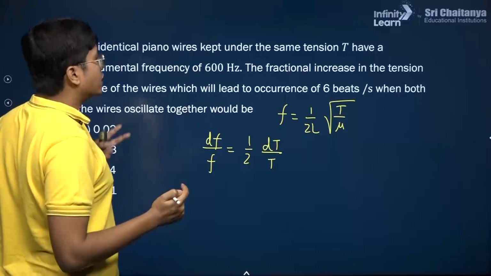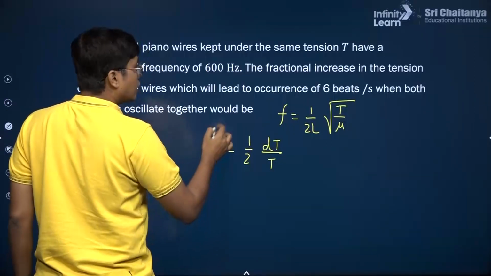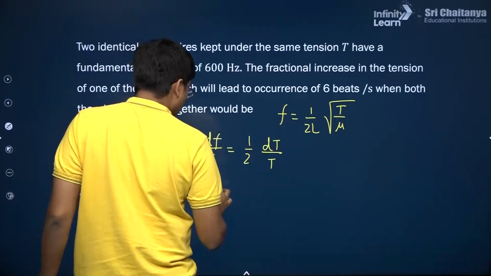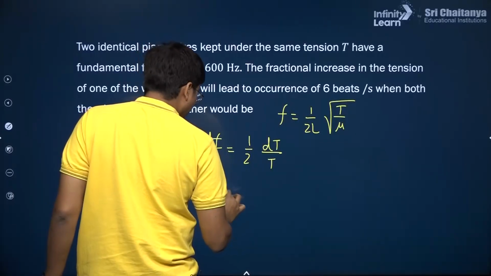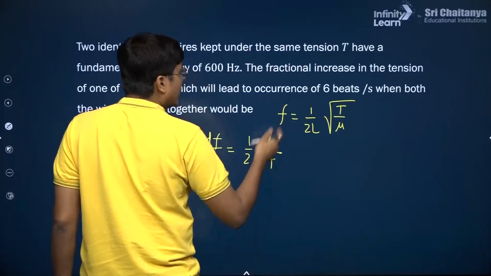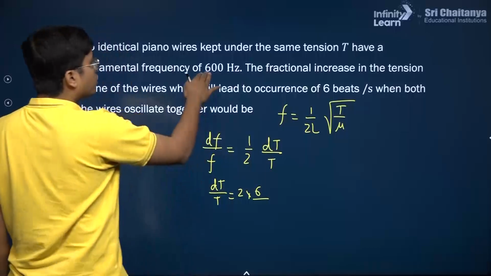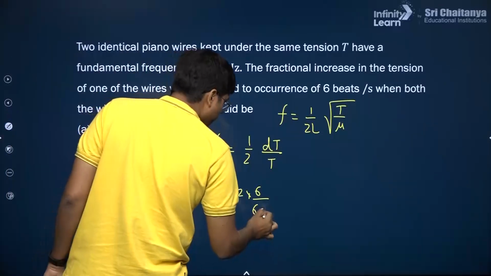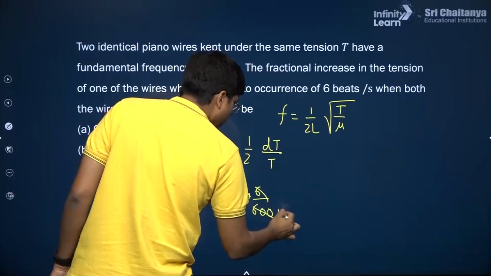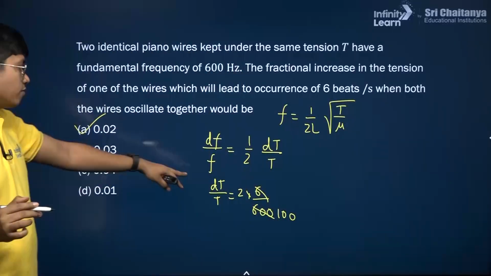We want the fractional increase. So dT by T is what we want. df by f is given to us because df is 6. So let's do this. dT by T, that is what we want, is 2 into df by f. df is 6 divided by f. f is the original frequency, which is 600. You have 100. So 2 by 100 makes it 0.02. So that is the fractional increase.